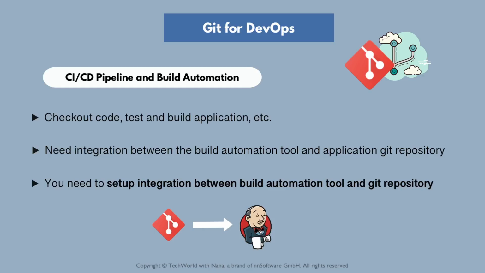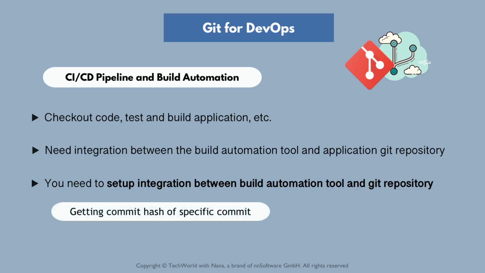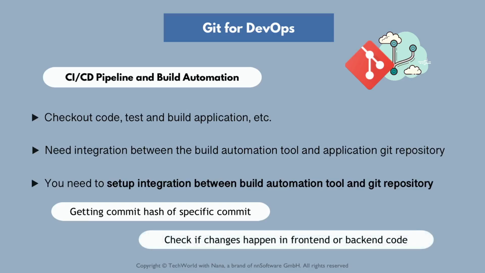And another part that I mentioned is Git commands specific to the build pipeline. Some examples of such commands can be getting the commit hash of a specific commit, for example, the last commit. It could be, for example, checking whether changes have happened in front-end code or in back-end code in order to decide whether to run tests for that part, and so on.